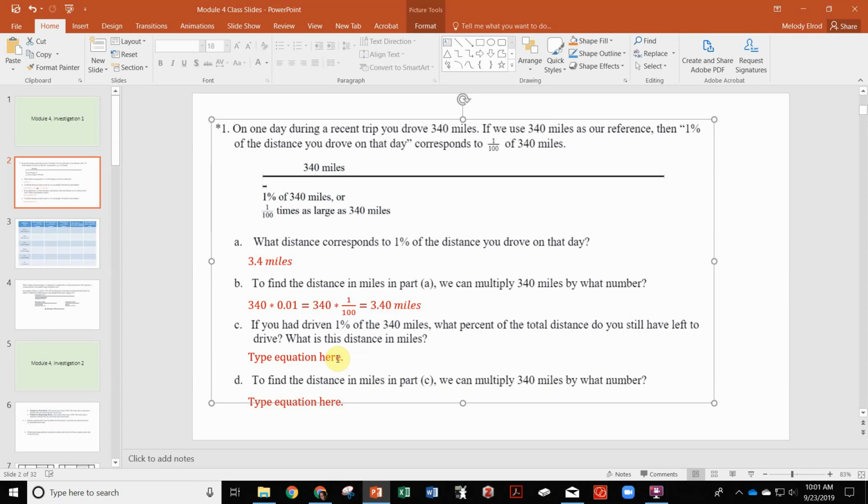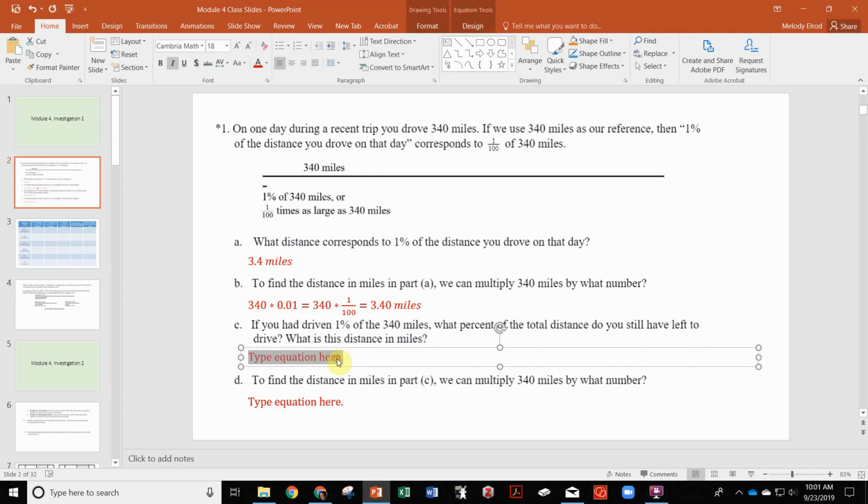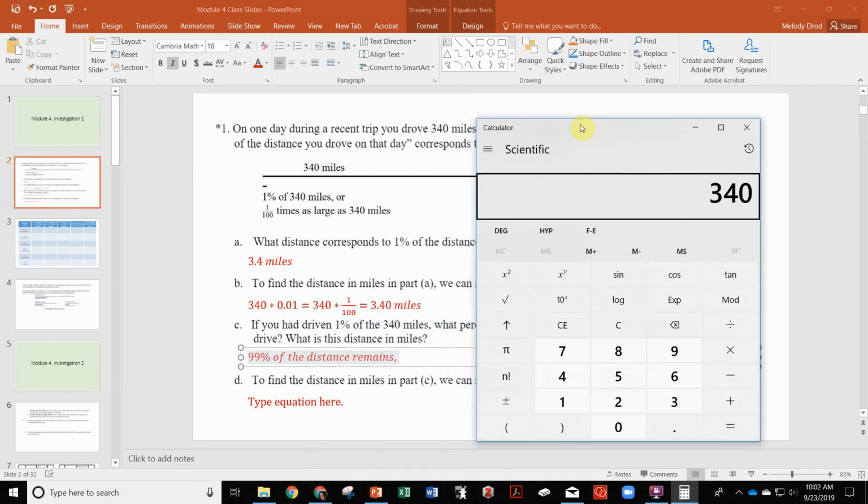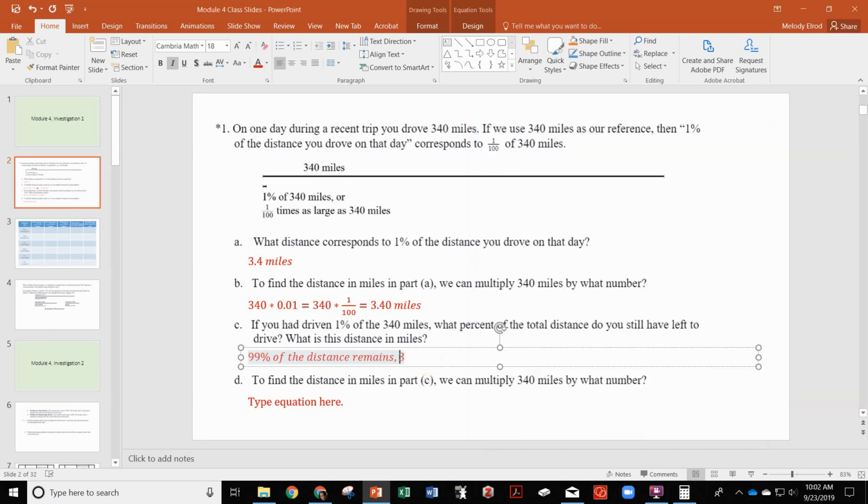If we've already driven 1% of our distance, then what's left is 99% of our distance. And to get what that distance is in miles, we could either say 340 minus 3.4. We could pull our calculator up and do 340 minus 3.4, and that would give us 336.6 miles. Just 336.6 miles. Or we could use multiplication to do that.